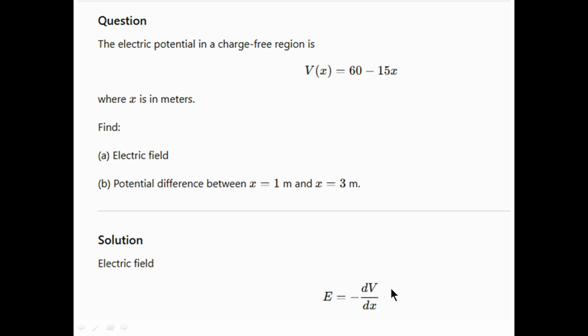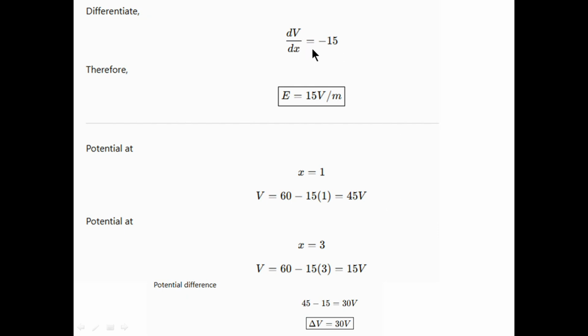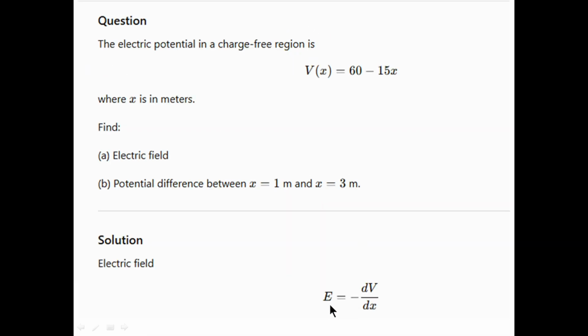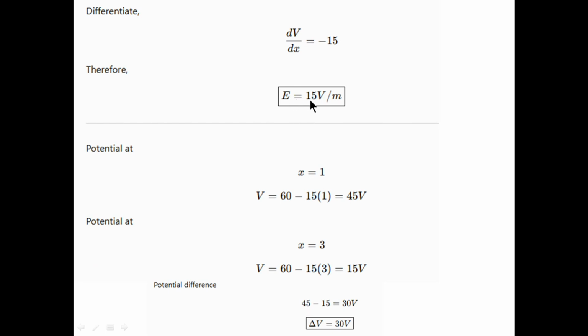Now we have to take the derivative of this potential with respect to x. Then we get dV by dx is equal to negative 15, and when we put this dV by dx in the electric field, we get E is equal to 15 volt per meter. Now we have to calculate the potential difference at x is equal to 1 and at x is equal to 3.